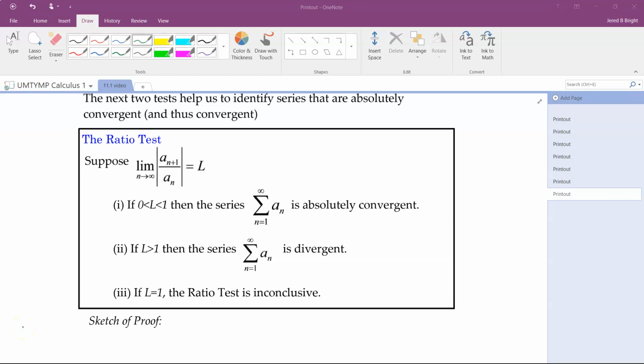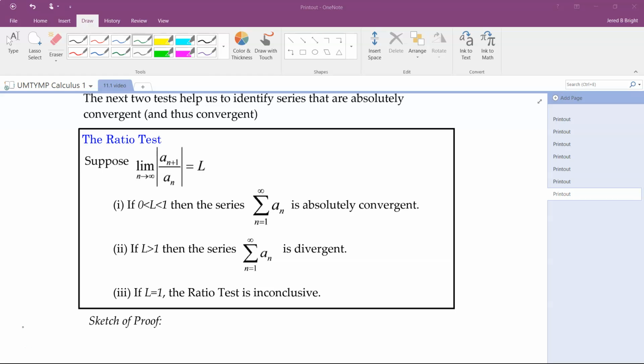Welcome back, and now we're gonna get two more tests for our series convergence toolkit. The first one is going to be the ratio test, and you'll see the root test is nearly identical. This is going to help us to determine convergence and divergence actually too.